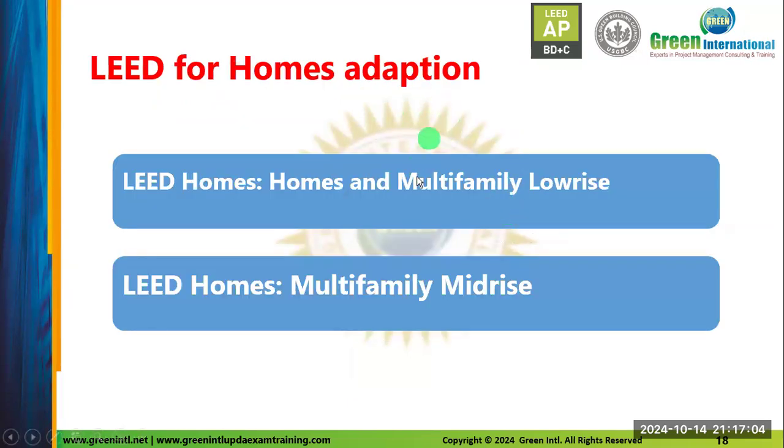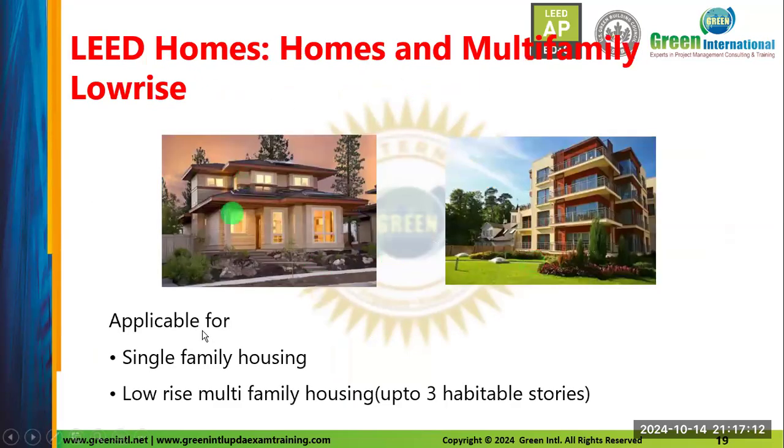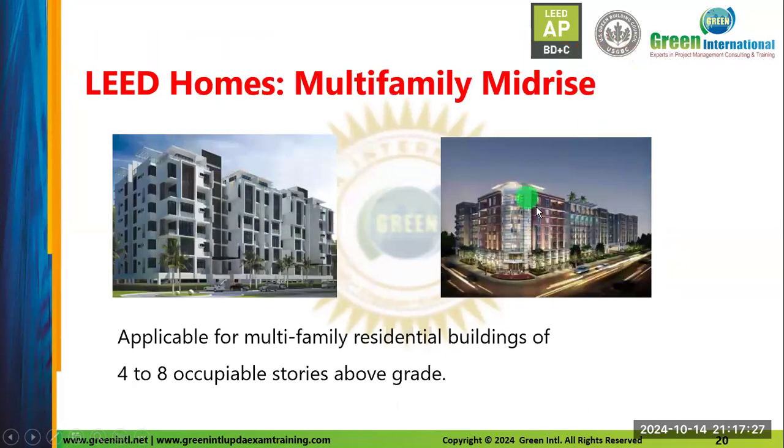LEED for Homes covers only homes and multifamily, low-rise and mid-rise, these two types of home. Low-rise is like a family home, single stories up to a maximum of 3. If I start at 4 stories and above, I become mid-rise. 4 to 8 is mid-rise, 1 to 3 is low-rise.